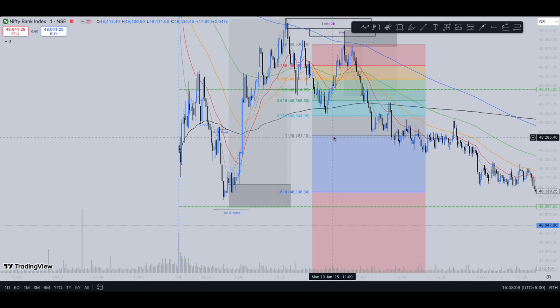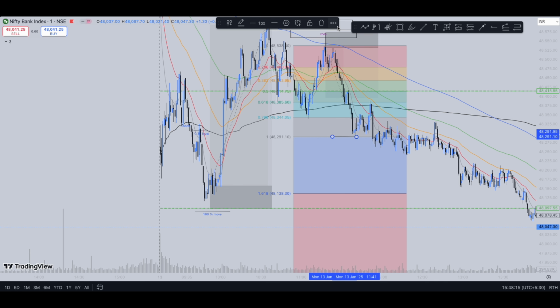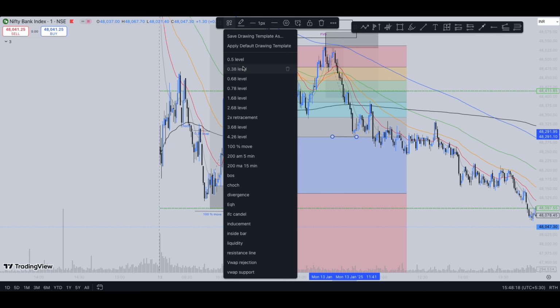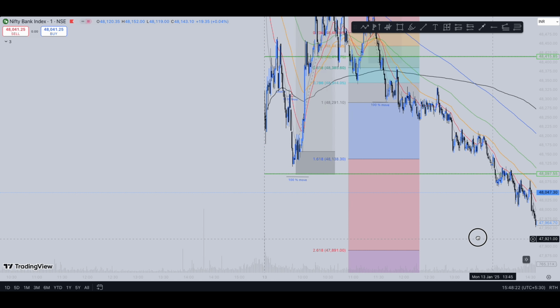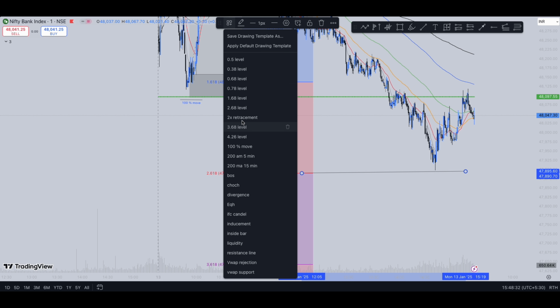Let's see the 100% level. Clearly you can see this is the 100% level. Clearly you could have targeted the 100% fib extension levels, or the 1.68 or the 2.618. Here you can see clearly the price retraced, went all the way till the 2.68 level, guys.